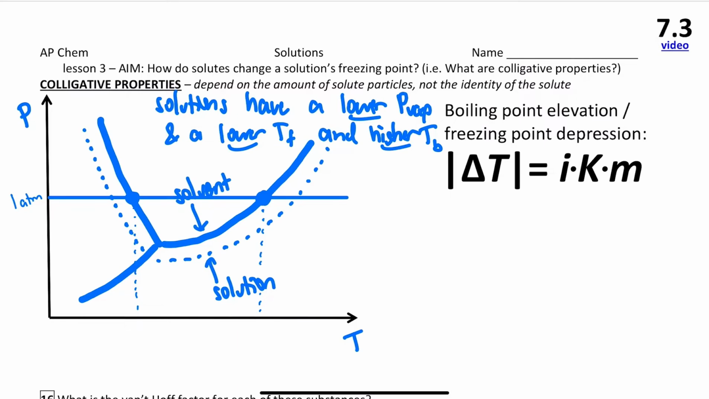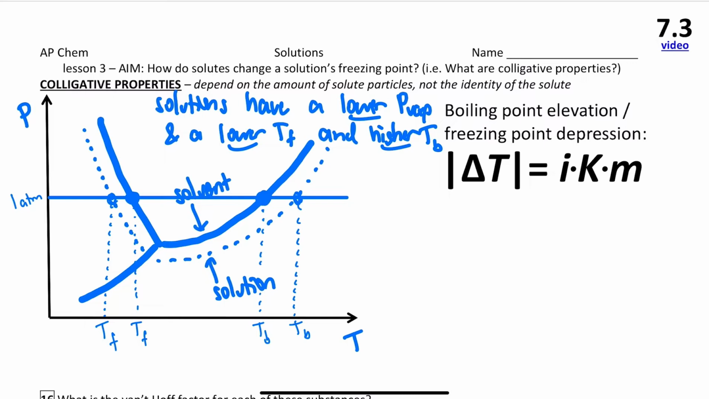Here's our freezing point for the pure solvent. Here's our boiling point for the pure solvent. And look at how it's different for where it intersects our new dotted lines. So here it's hitting the solution at a lower temperature for freezing and a higher temperature for boiling. So TF and TB have changed.